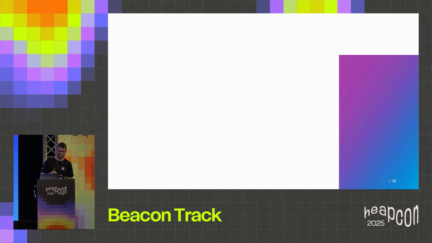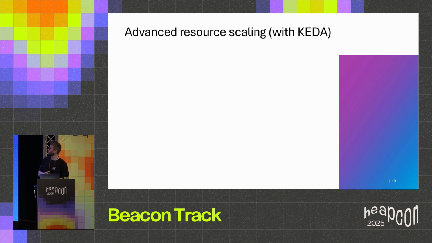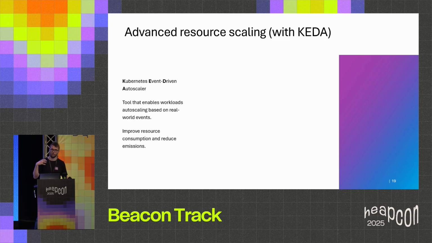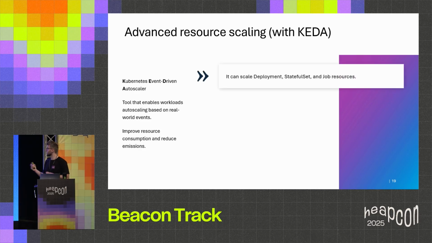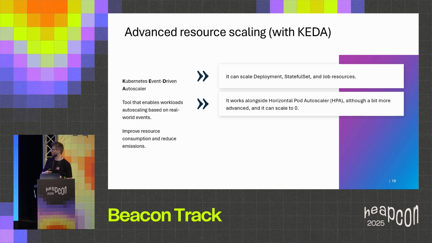So moving on to some advanced resource scaling, we will mention here KEDA. KEDA is the Kubernetes Event-Driven Autoscaler, and it enables workload auto-scaling based on real-world events. It improves resource consumption and reduces emissions quite big time. It can scale deployments, stateful sets, and job resources, but besides that, it can also scale some of your custom resource definitions. It works alongside the horizontal pod autoscaler. It is a bit more advanced, so it's fine-grained, and it can also scale to 0, which HPA cannot do.